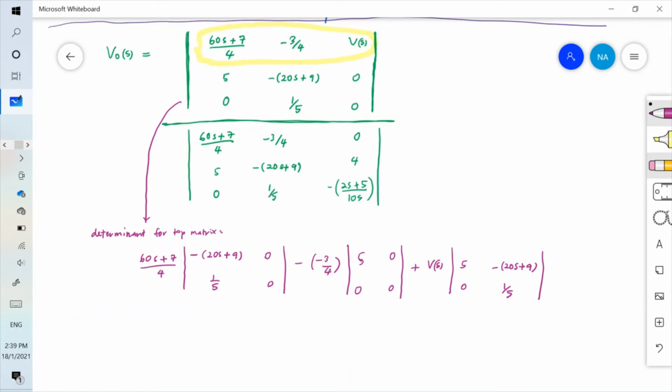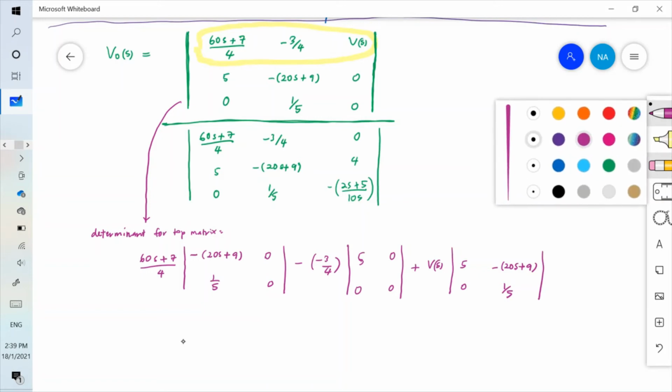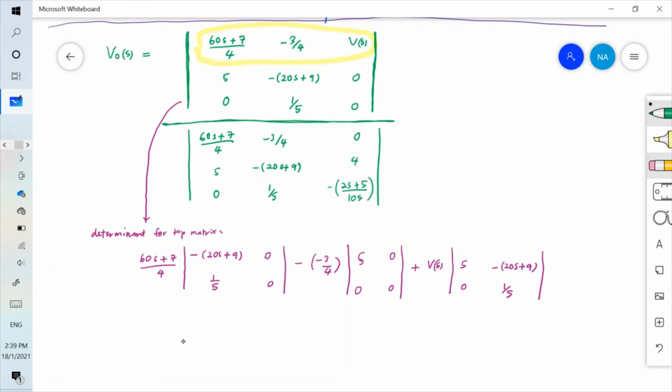Okay, so this is the arrangement to find the determinant for a 3 by 3 matrix given that you choose the first row. The arrow that I am drawing is actually to show how to find the determinant for this 2 by 2 matrix. It is AD minus BC.